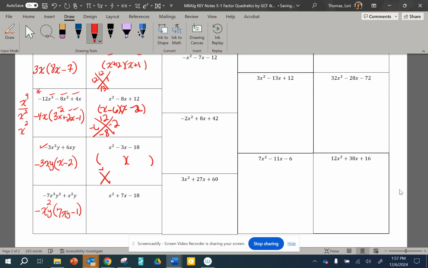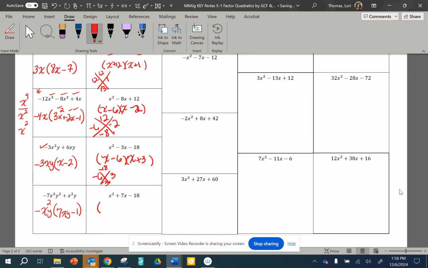We have negative 18 as a product, negative 3 as a sum. So we're thinking of what two factors of negative 18 give us a negative 3. So negative 6 times 3, so we have x minus 6 and x plus 3.